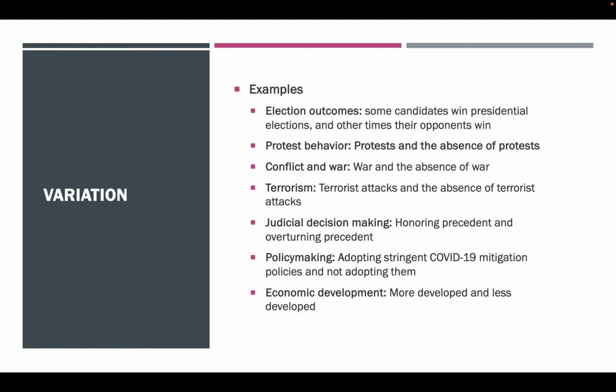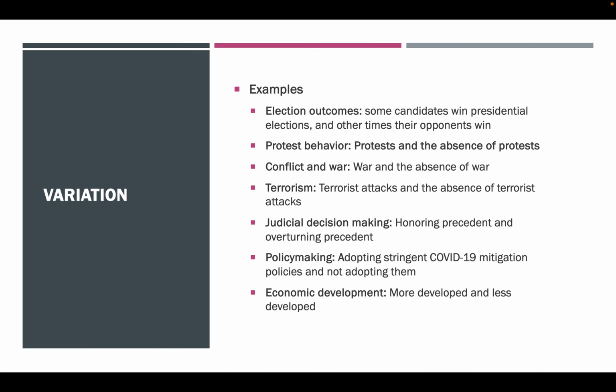For each research topic, we've identified important variation. Some candidates win presidential elections, and other times their opponents win. Protests over laws take place and don't take place. War occurs and peace occurs. Terrorist attacks take place, and sometimes they're thwarted. Sometimes U.S. Supreme Court justices overturn precedent, sometimes they uphold precedent. Some localities adopt strict COVID-19 protocols, and others did not. Some countries are more economically developed than others.